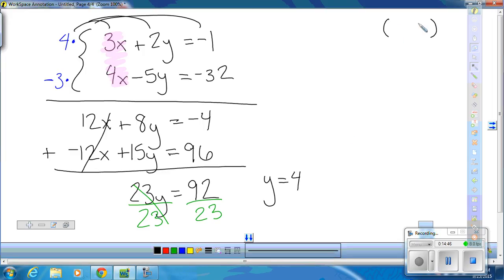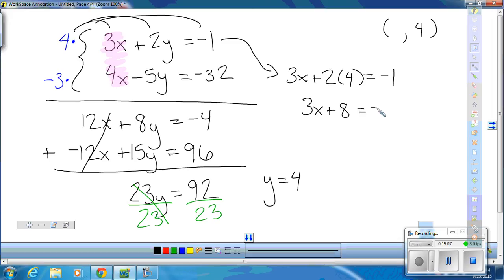So again, we have that y coordinate. I can pick either one of these equations to plug it into. 3x plus 2, well, we know y is equal to 4, is equal to negative 1. Now, I took this first one and plugged the y in. So 3x plus 8 is equal to negative 1. When we subtract 8 from both sides, 3x is equal to negative 9. And when we divide by 3, x is equal to negative 3.